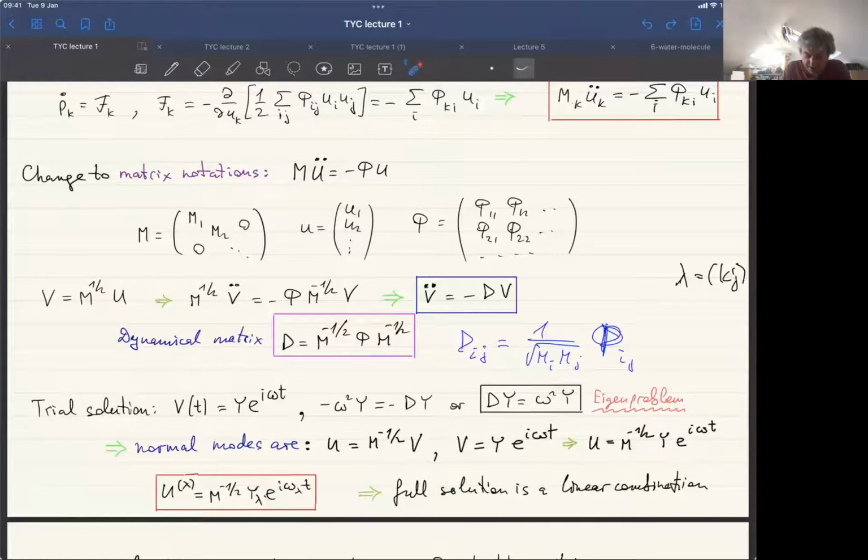Okay, so V is determined as a function of time like this, with this Y. Once we know V, we can determine U, the actual displacements, by solving this equation with respect to U. This is easy. We have this m to the minus 1/2, and therefore, U will be given by that formula. And if we take just one particular eigenvector Y of that eigenproblem with the corresponding eigenvalue omega square, we will get these displacements, and these are called normal modes.